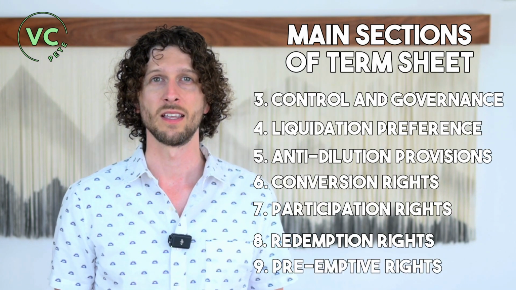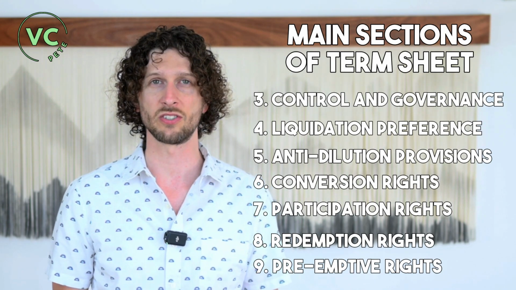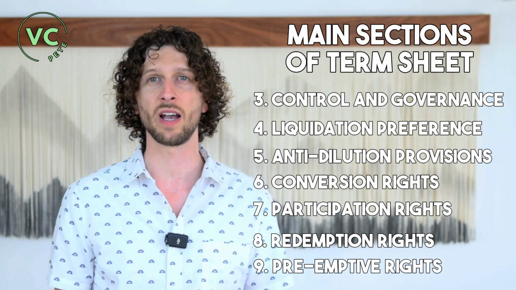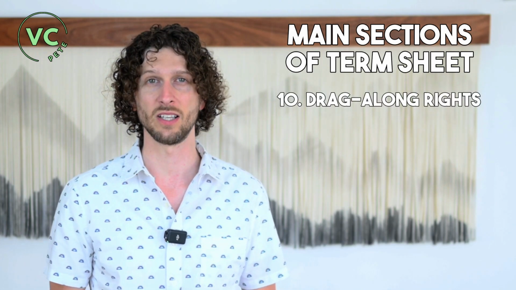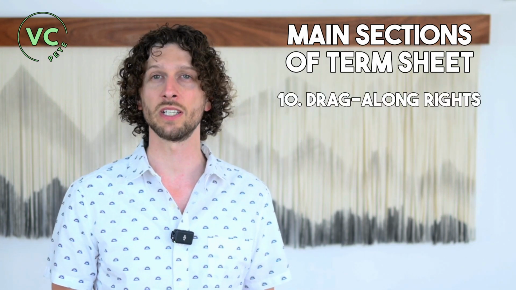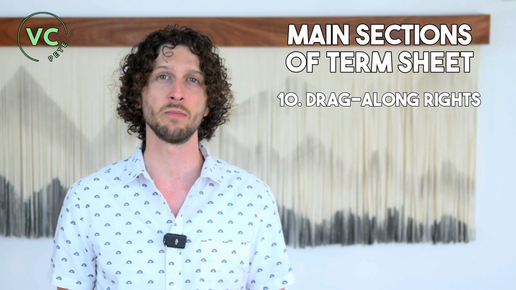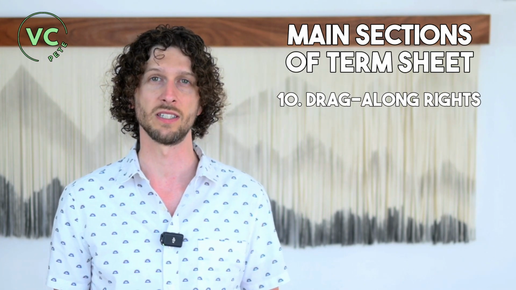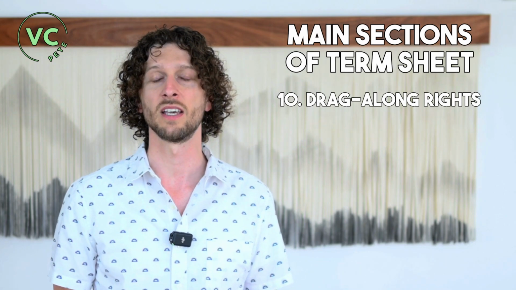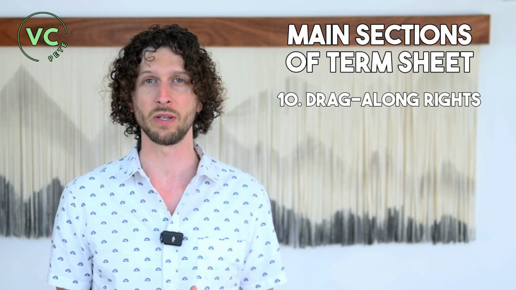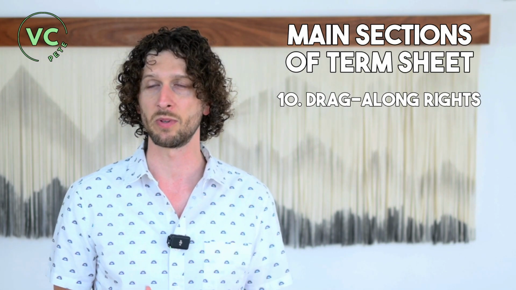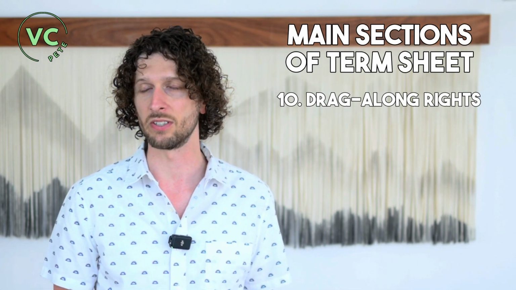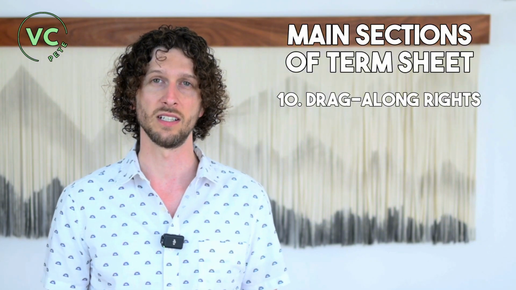Preemptive rights. This gives existing investors the right to participate in future financing rounds to maintain their ownership percentage. Number 10, drag-along rights. These require minority shareholders to join in the sale of a company if the majority of shareholders agree to the sale. This is important because if you find a really great buyer for the company, you don't want some small shareholder to come in and trip up the whole proceeds. You really want to have a smooth, orderly process to get a deal done.